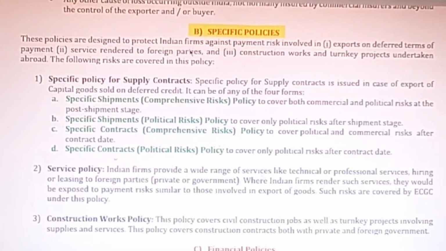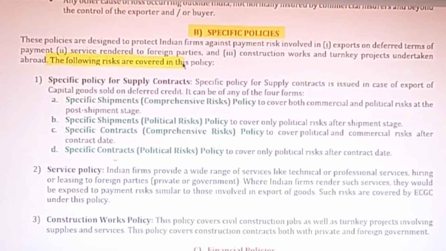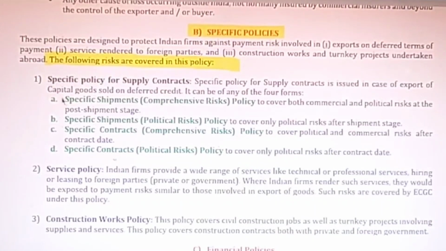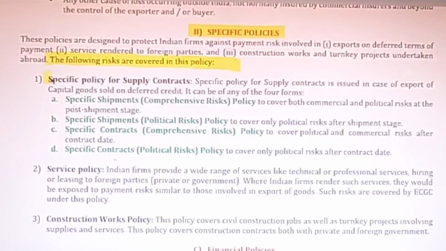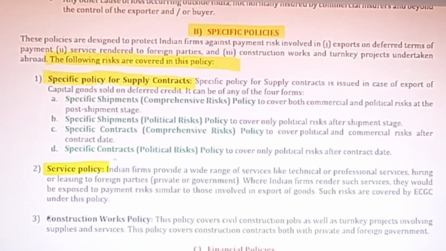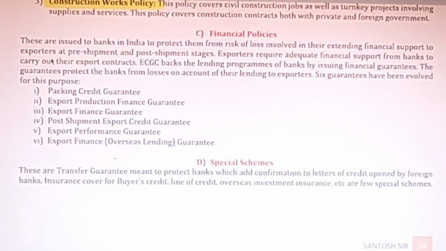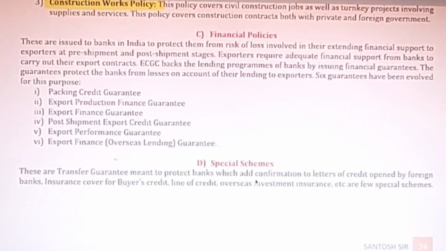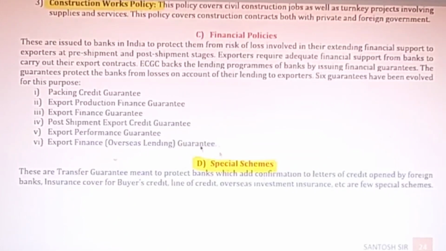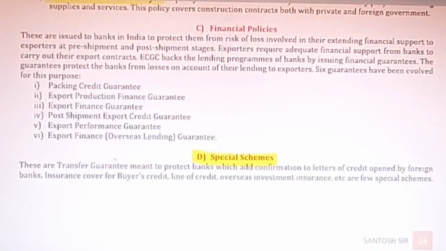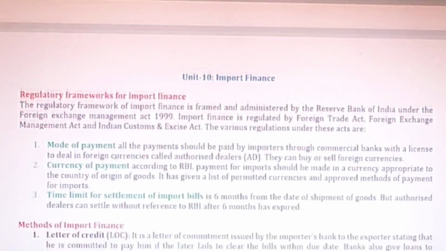Then the second policy is specific policy. You must read about what this is, and what are the different types of risk covered in this policy. I have written here 3 types: specific policy for supply contract, then service policy, and third, construction works policy. So these are the risks covered by this policy. Financial policy is related to financial matters, and special schemes are whenever the government launches any scheme, which can be availed through this.